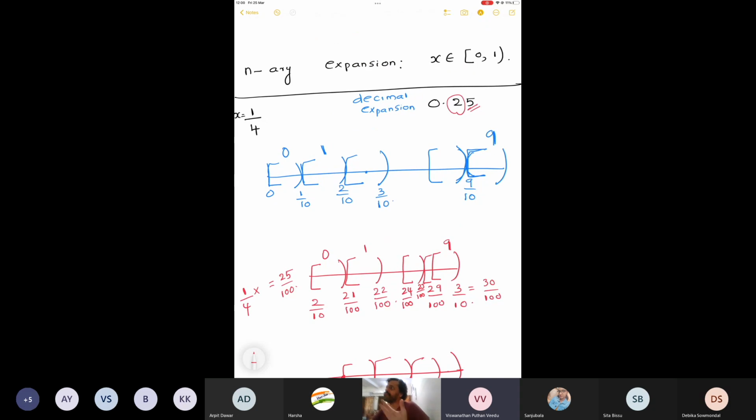Now, why decimal? This can be done for ternary expansion or binary expansion or anything. Suppose I want the binary expansion for 1/4. I have [0, 1]. Divide into 2, not 10. Divide at 1/2, and label with 0 and 1. Look at where 1/4 lies. It is in [0, 1/2). So the first digit after the decimal point in the binary expansion will be 0. So 1/4 will be 0.0.